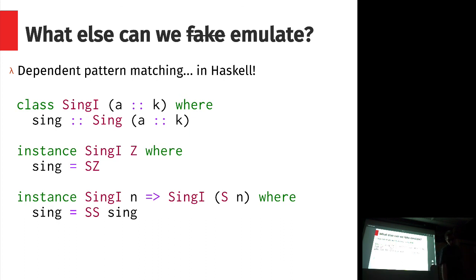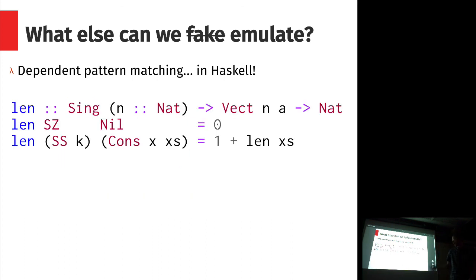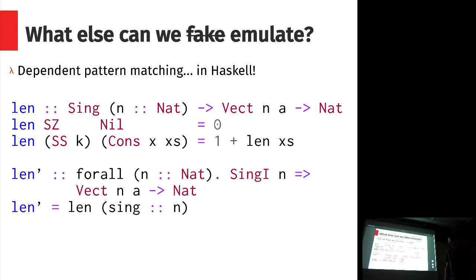So with SingI in hand, we can write a variation of this function that doesn't pass n as an explicit argument. And here it is. All you have to do is just call len on the sing that you get. So we accomplish it. Now, we lost the fact that we're explicitly pattern matching on it, but I mean, it's a hack, right? Bear with me.